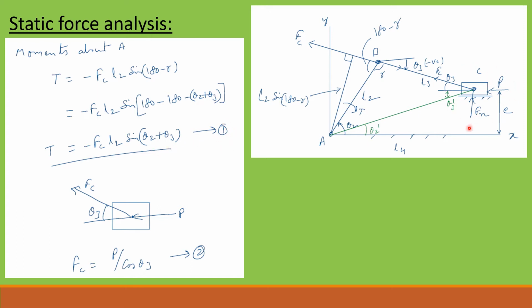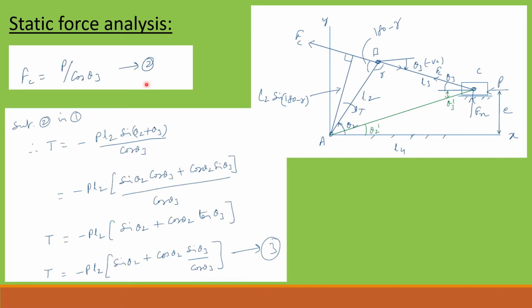On this slider, FC is a component of P along this link BC. So FC is equal to P by cos theta 3. Now let us substitute equation 2, that is FC equal to P by cos theta 3, in the torque equation. So we get T equal to minus P L2 sin theta 2 plus theta 3 divided by cos theta 3. Let us expand this term sin theta 2 plus theta 3. We get minus P L2 times sin theta 2 cos theta 3 plus cos theta 2 sin theta 3, divided by cos theta 3.